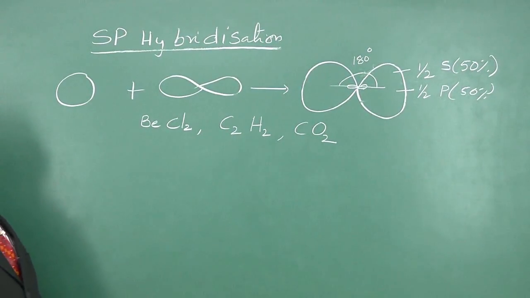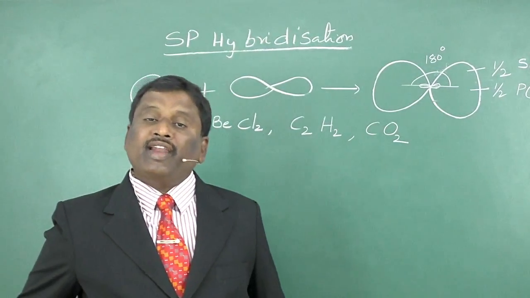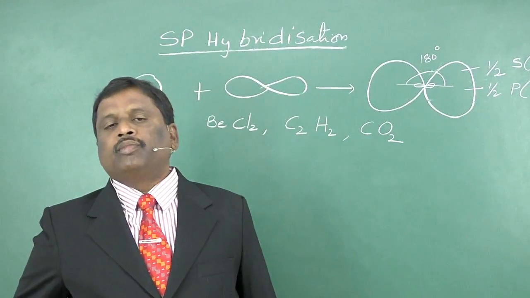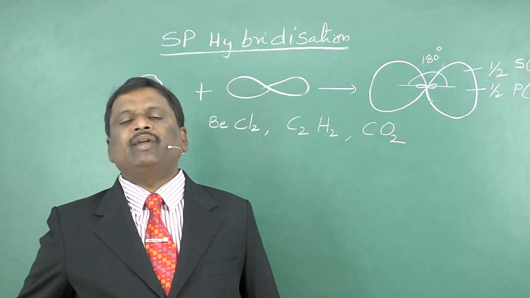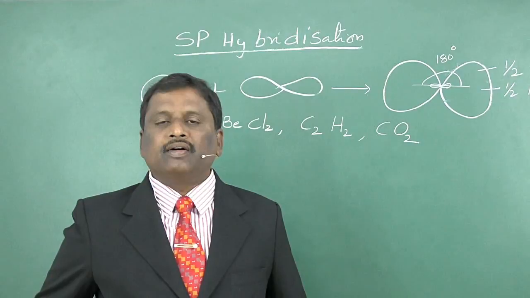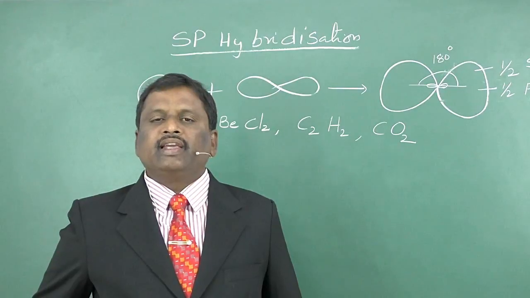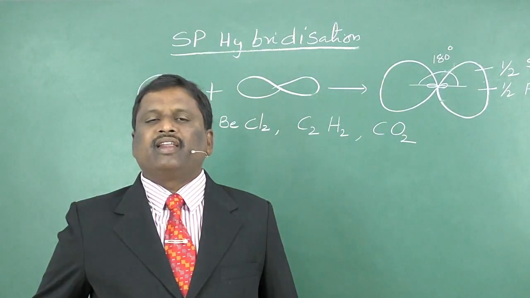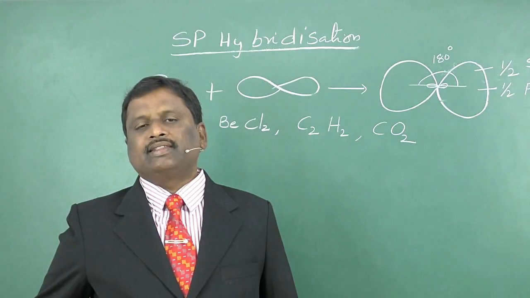Sp hybridization: when one s orbital and one p orbital of an atom mix together to form two identical hybrid orbitals, it is known as Sp hybridization, and the orbitals are called Sp hybrid orbitals. Each Sp hybrid orbital will have 50% s orbital character and 50% p orbital character, and they are arranged in a linear shape with an angle of 180 degrees.